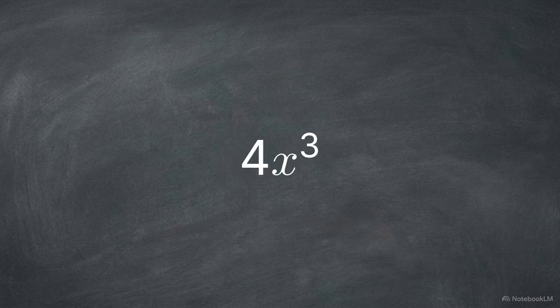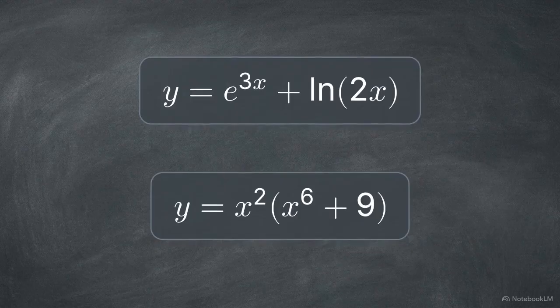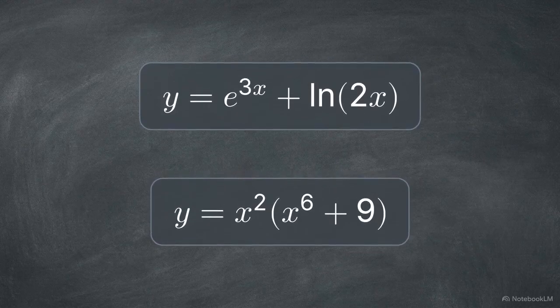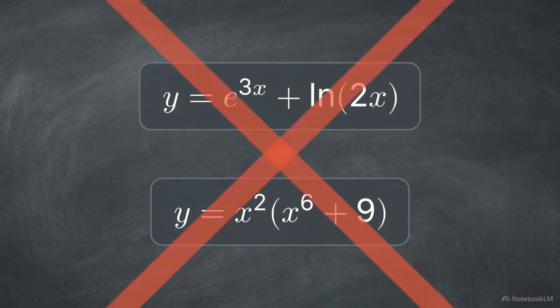But this basic rule completely fails the moment variables act as exponents, become trapped inside logarithms, or multiply against each other. Look at these equations. These represent the types of interacting complexity we actually see in business mathematics. Our standard polynomial rules cannot solve them.